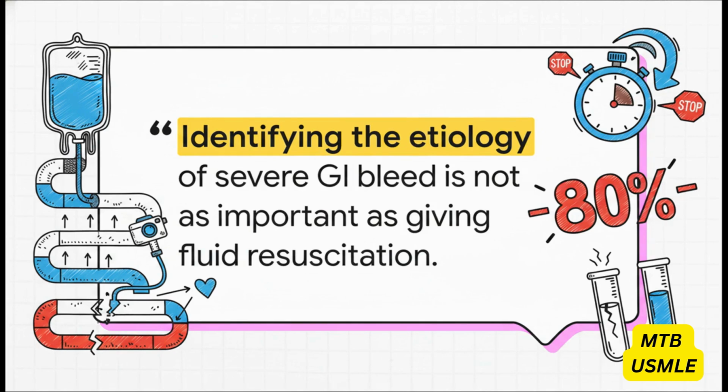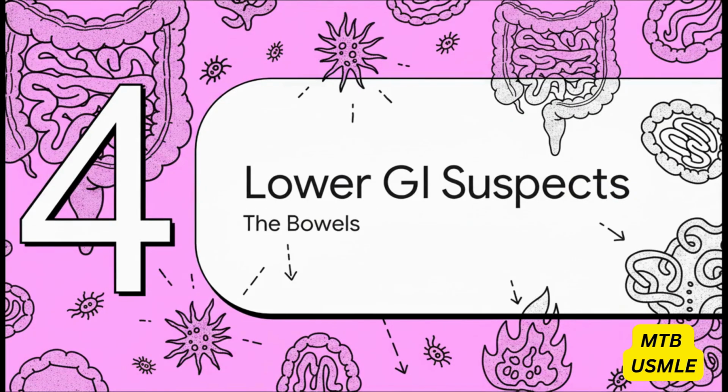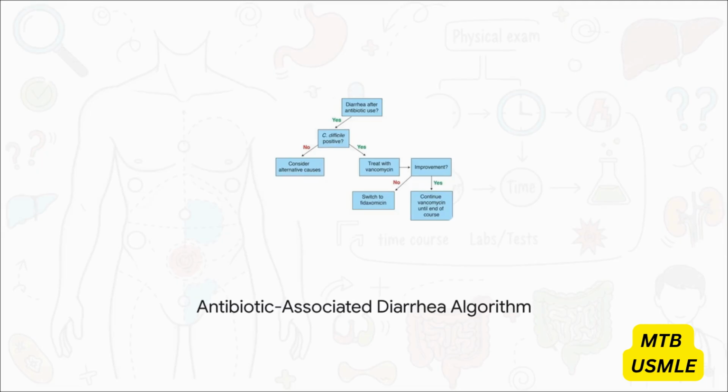Most patients who don't survive a GI bleed die from inadequate fluid replacement, not from a lack of diagnosis. Section 4, lower GI suspects, the bowels. Assuming our patient is stable now, let's head further south. Here we encounter the incredibly complex web of lower GI conditions, primarily involving the small and large intestines. This area is super notorious for tricky infections and chronic inflammation.